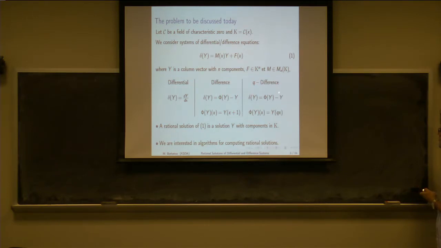And in the Q-difference case, delta could be phi minus identity, but phi is the operator that maps x to Q times x. And a rational solution of such a system is a vector solution whose components are in K. And we are interested in algorithms for computing these rational solutions.